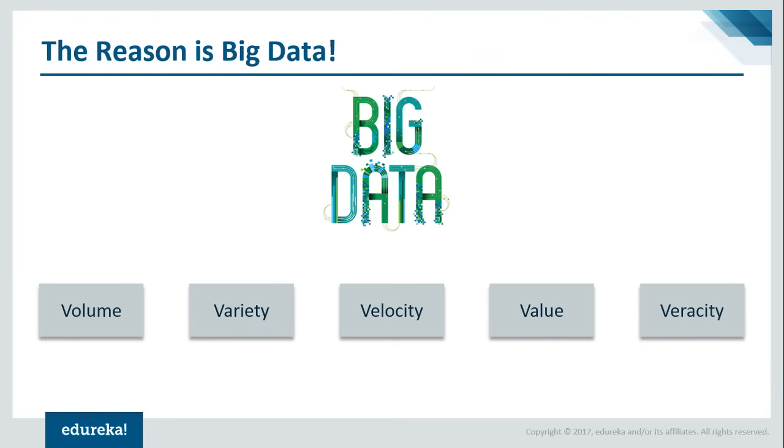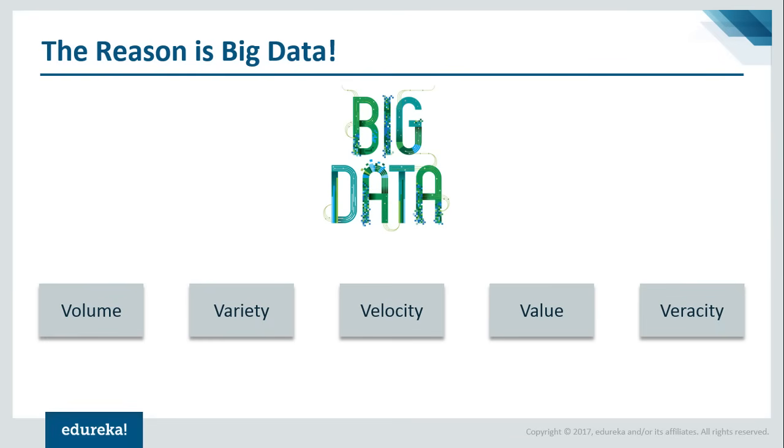Then comes veracity. Now, what is veracity? Veracity refers to the doubt or uncertainty of the data that is available due to inconsistency and incompleteness. The data that is available can sometimes get a little messy, and it may sometimes be difficult to trust.